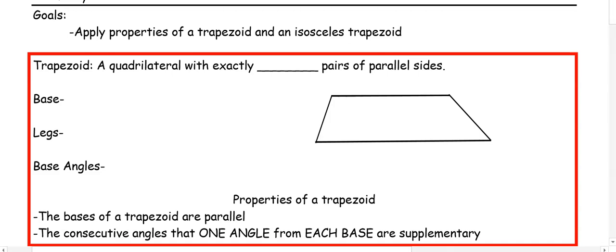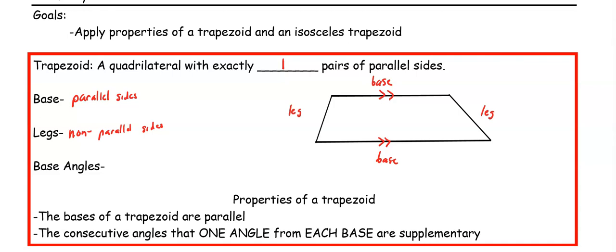This is because a trapezoid has exactly one pair of parallel sides. So over here we're going to have one set of parallel sides. The bases of the trapezoid are the parallel sides, so we're going to have two bases here. The legs then are the non-parallel sides. So we also have two legs. We're always going to have one pair of parallel sides and one pair of non-parallel sides.